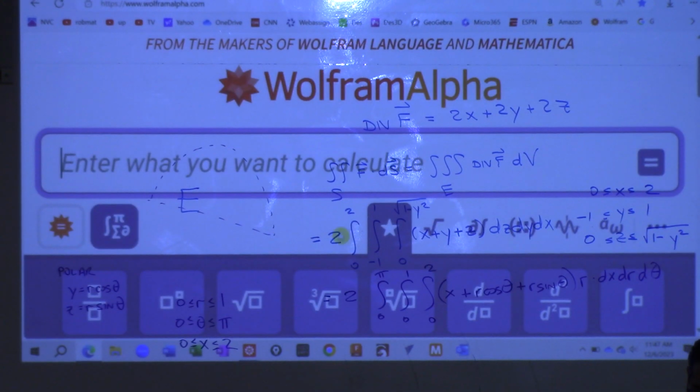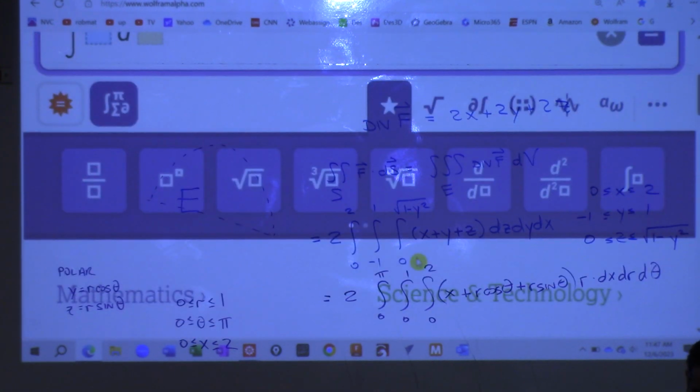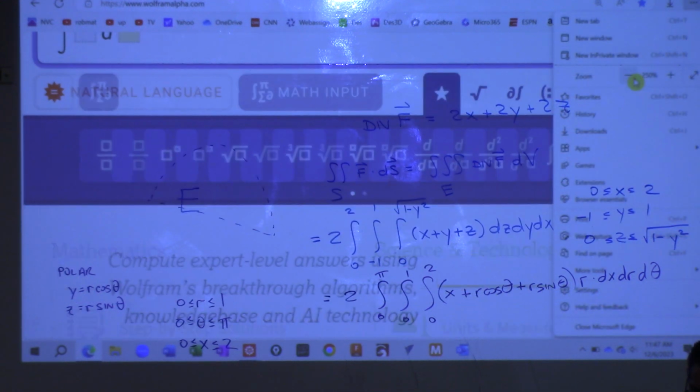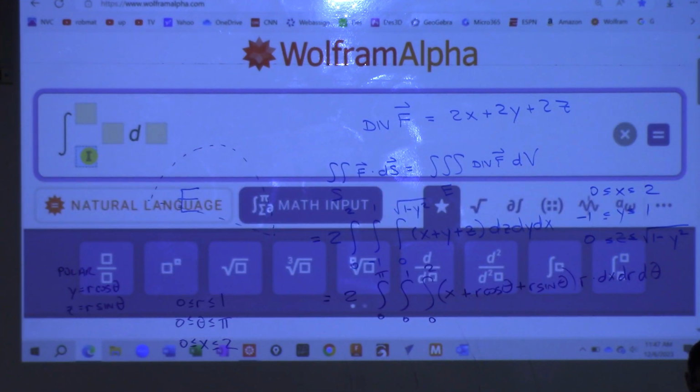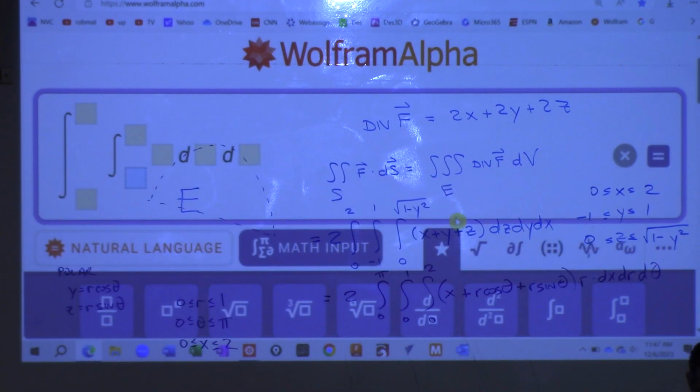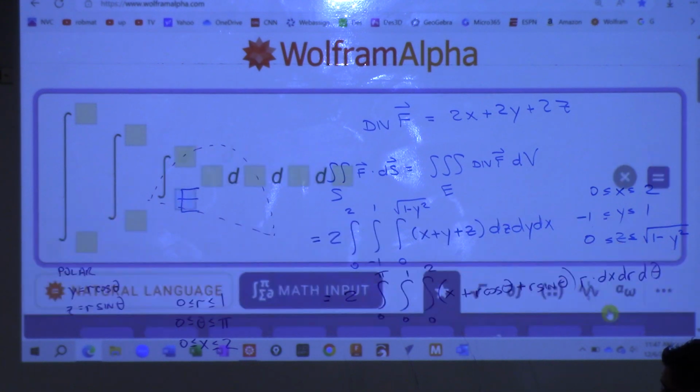What do you want to calculate? I want to do an integral. Definite integral. And then another one. And then another one. It's kind of weird how they do that, huh?